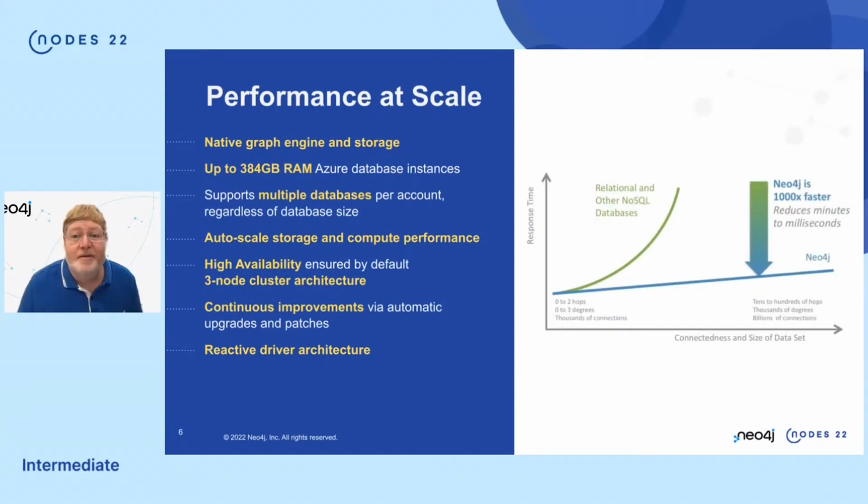Aura Enterprise on Azure gives you performance at scale, and the early access program will offer instances up to 384 gig with native graph engine storage. Multiple databases are available per account within your agreed quotas. We constantly monitor performance and also auto-scale storage and compute across a 3-node cluster on behalf of our customers.